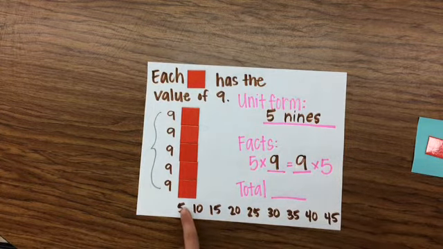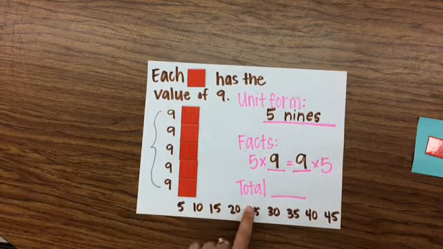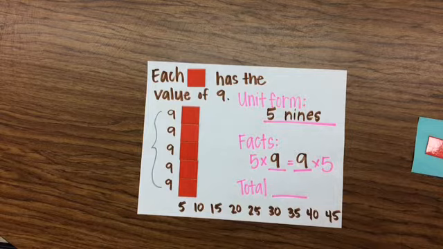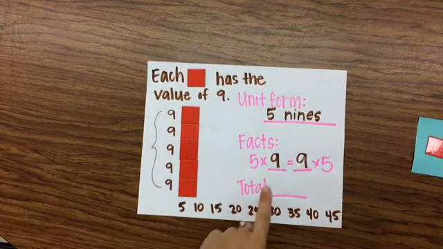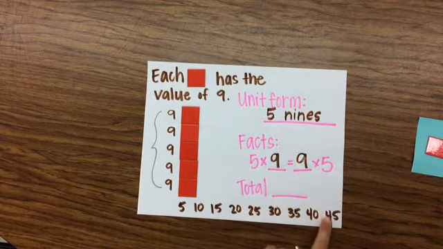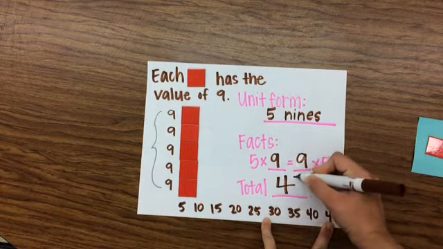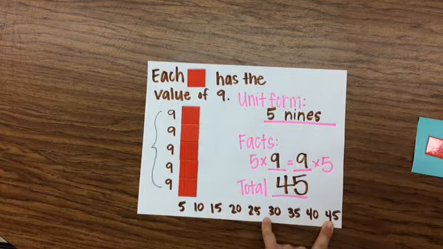So we just skip counted by 5: 1, 2, 3, 4, 5, 6, 7, 8, 9 times. So what is 9 times 5? 45. So our total is 45.